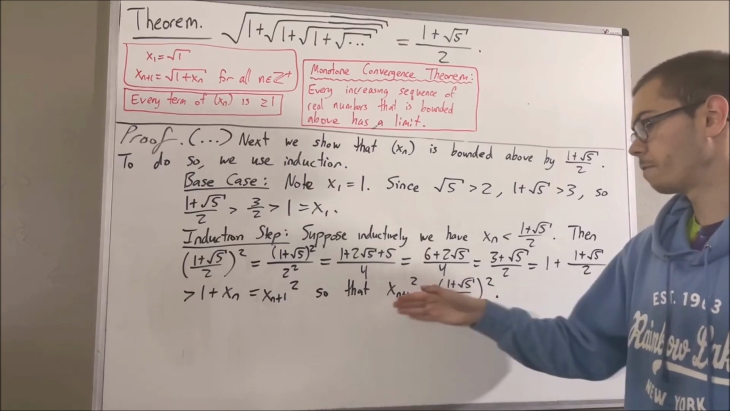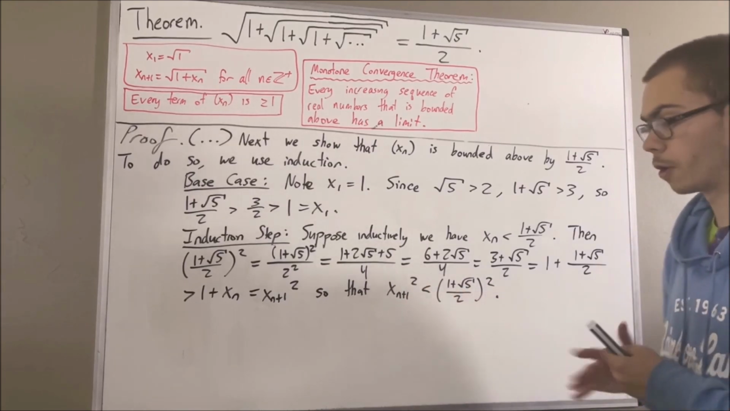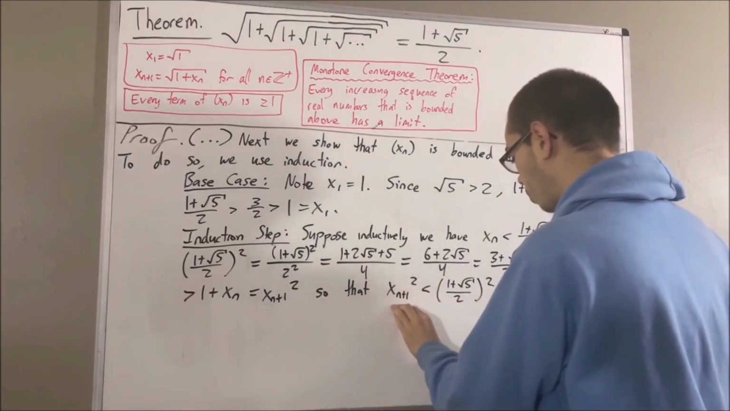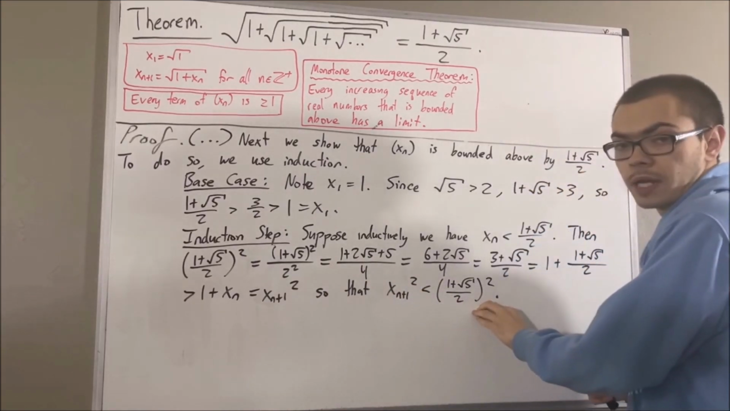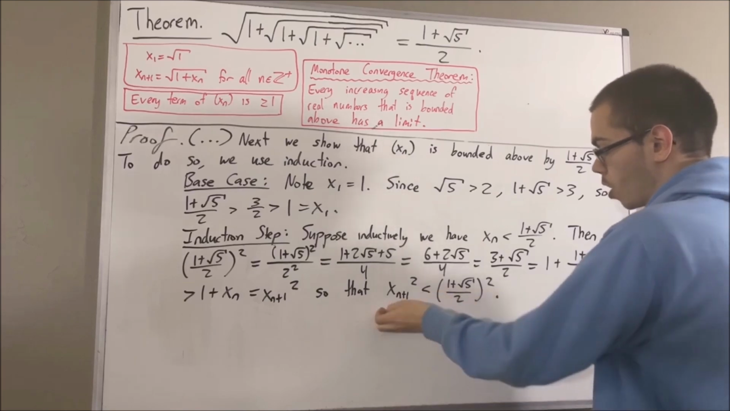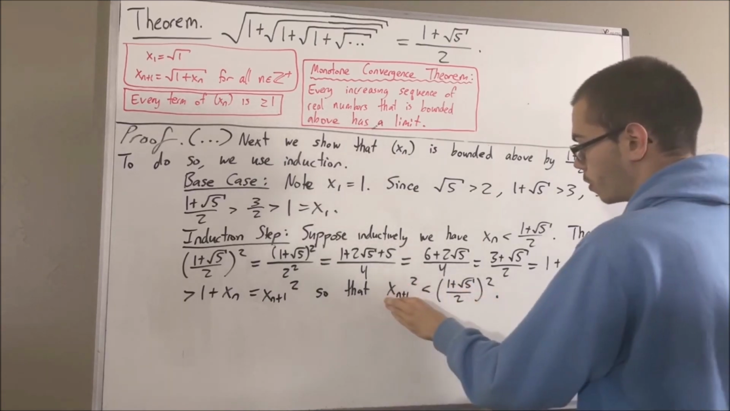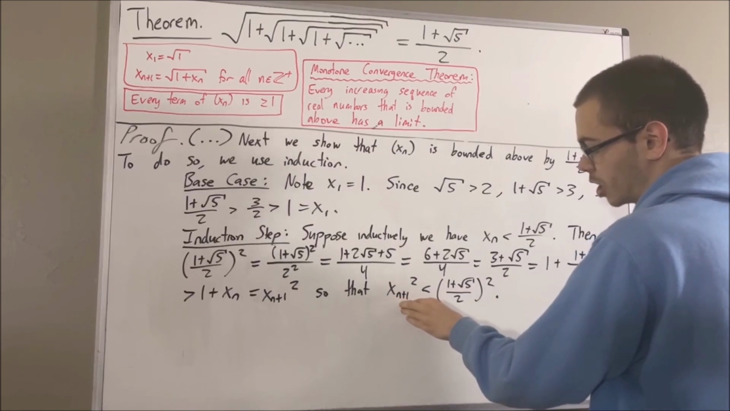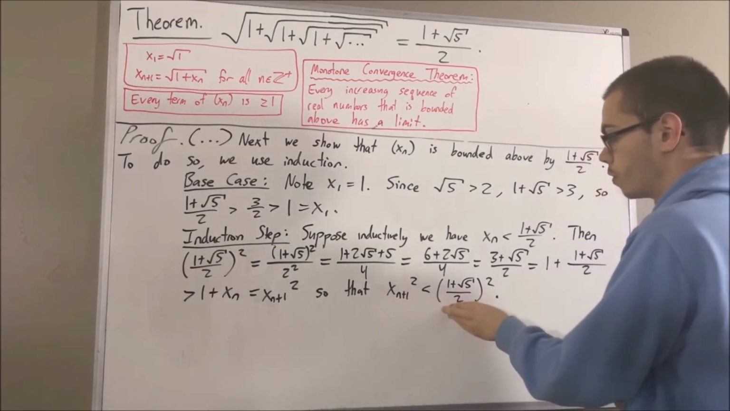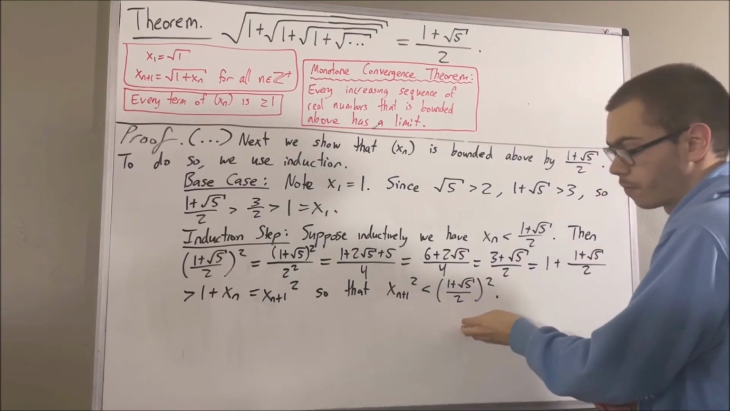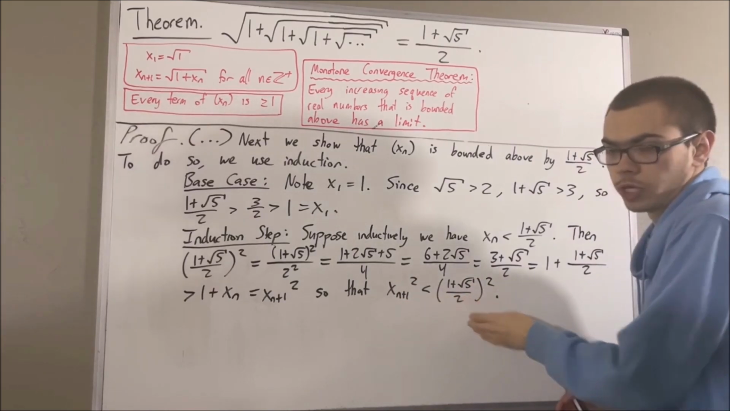The reason why is because of that property of square roots that we used before, right? Since both sides of the inequality are positive, it follows that if we take the square root of both sides, the sign of the inequality will remain the same, right? The square root of the left-hand side is actually just equal to x_{n+1}. The square root of the right-hand side is just equal to the golden ratio. So x_{n+1} is less than the golden ratio.